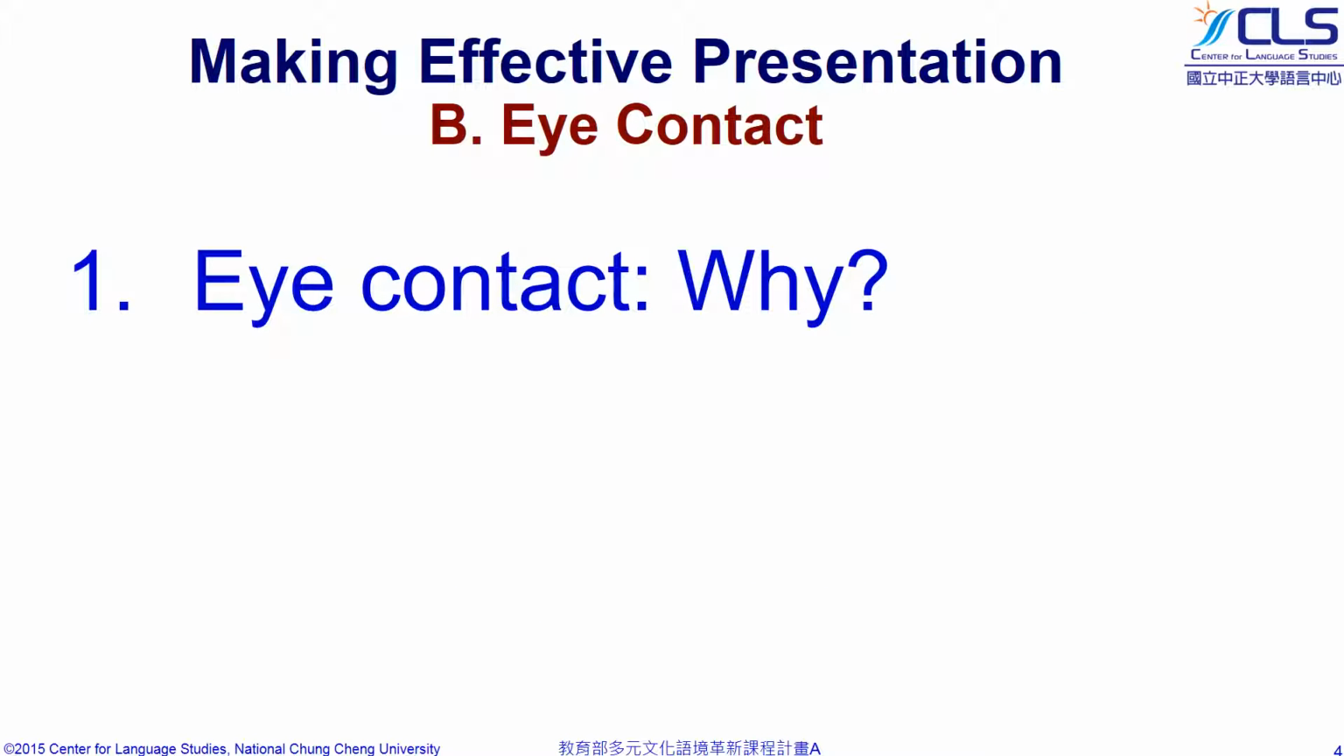The second tip is the eye contact. Why do we need to have eye contact when presenting? There are two reasons. First, to establish a bond. In other words, to build up relationship with audience. Second, to engage audience.